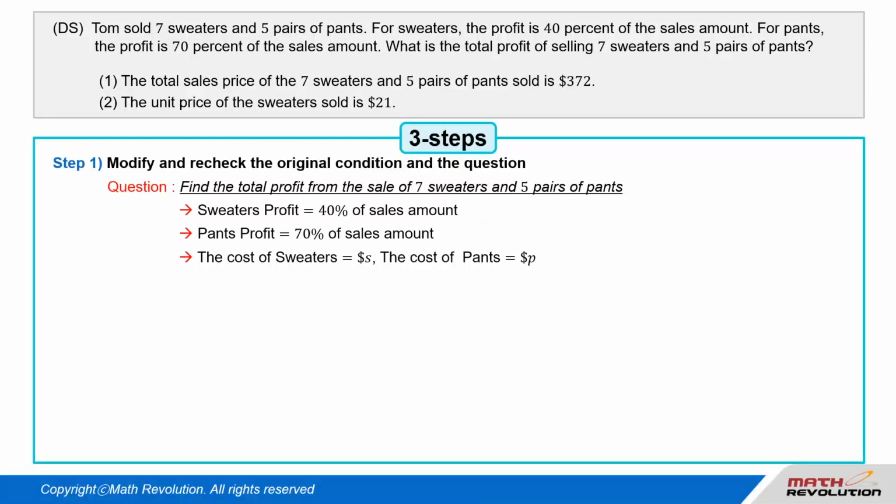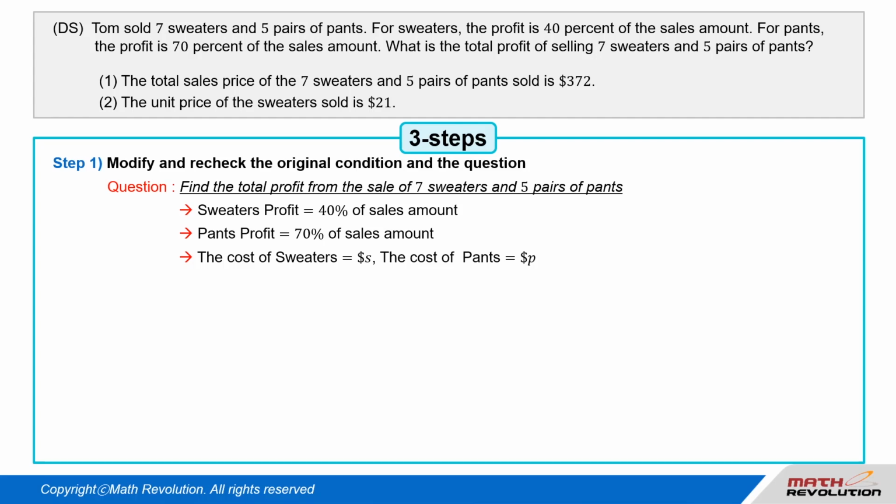Let's follow the first step of the variable approach by modifying and rechecking the original condition and the question. We have to find the total profit of the sale of 7 sweaters and 5 pairs of pants. For sweaters, the profit is 40% of the sales amount. For pants, the profit is 70% of the sales amount.